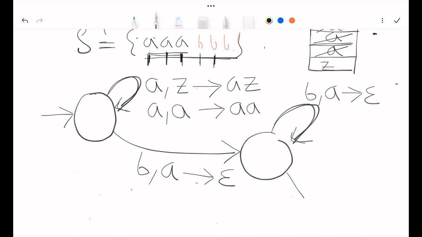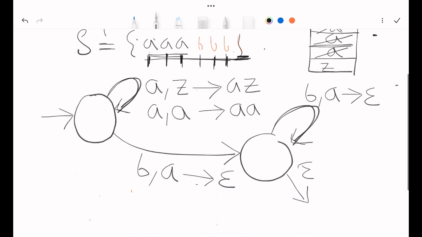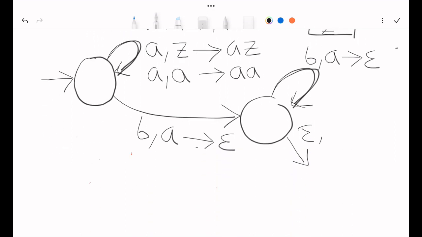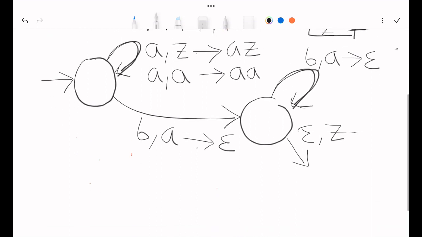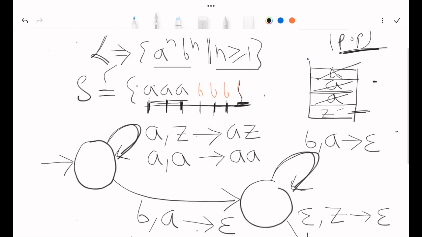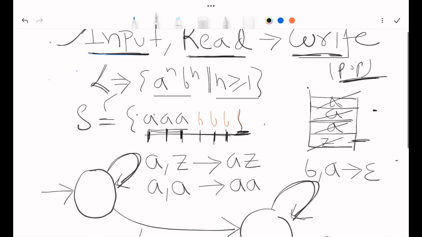Whenever my input symbol is nothing, you can see I reached here, and after that there is no data. In this condition, my stack is Z. I will pop this one also, so I reached my final state. Now you can see this is the PDA.